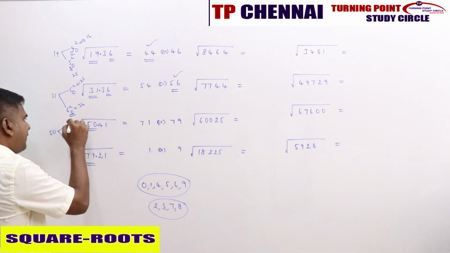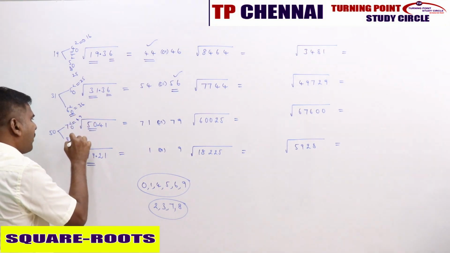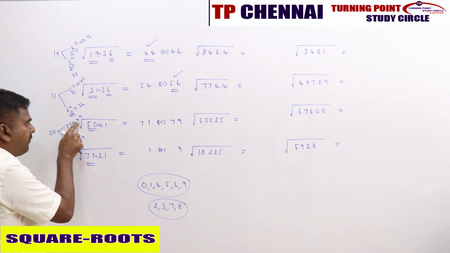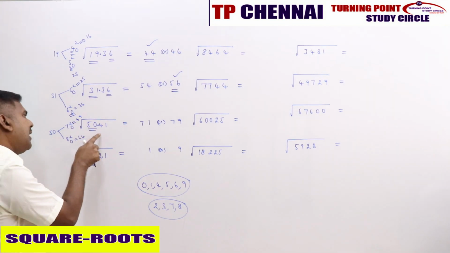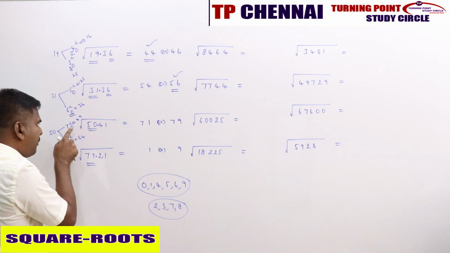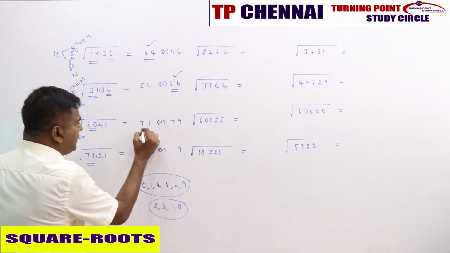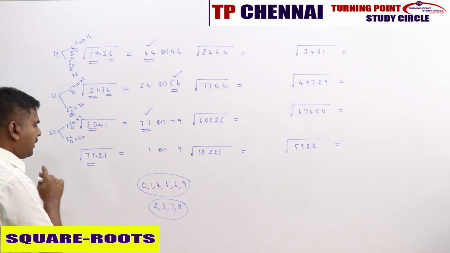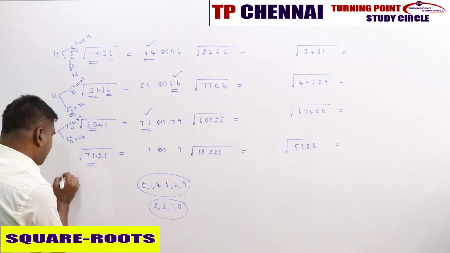So what is 7 square? 49. What is 8 square? 64. Now the first two digits, 50, is nearby 49 or nearby 64? Nearby 49. That means the value will be nearby 70, which is 71. So 71 is the answer.